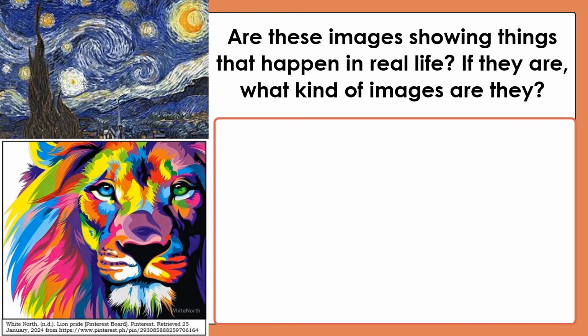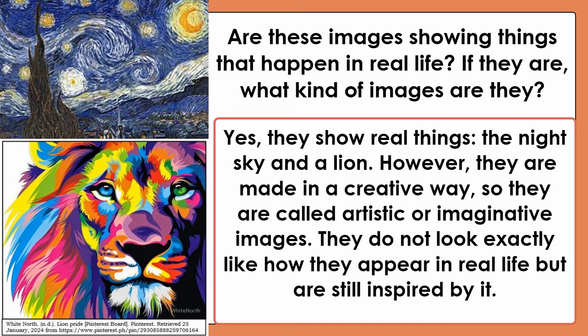Are these images showing things that happen in real life? If they are, what kind of images are they? Possible answer: yes, they show real things. The night sky and the lion. However, they are made in a creative way, so they are called artistic or imaginative images. They do not look exactly like how they appear in real life, but are still inspired by it.